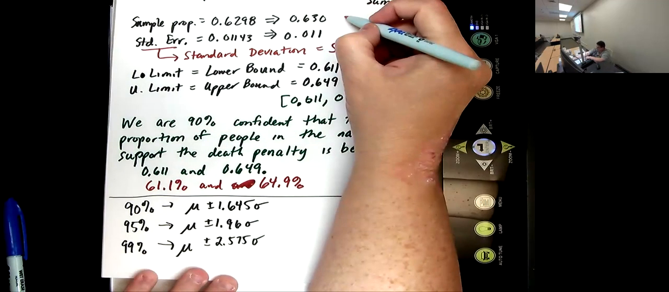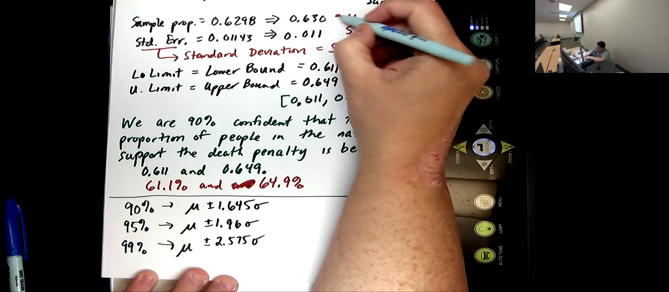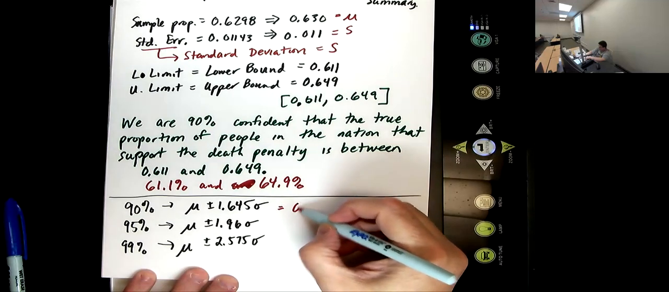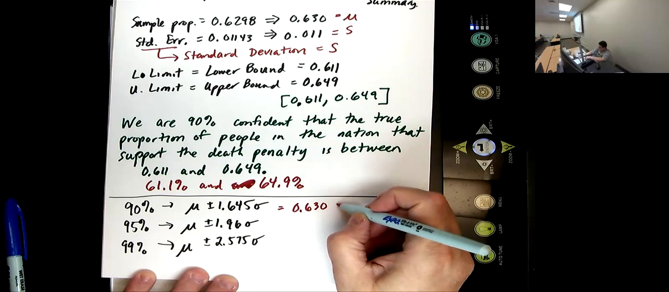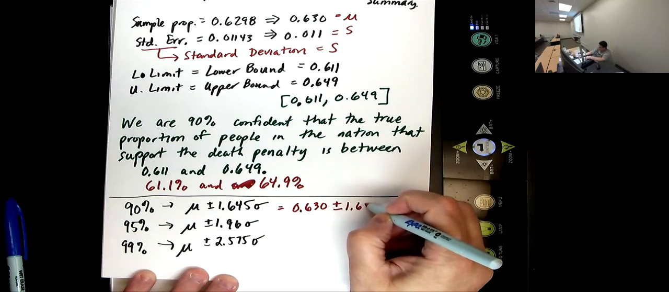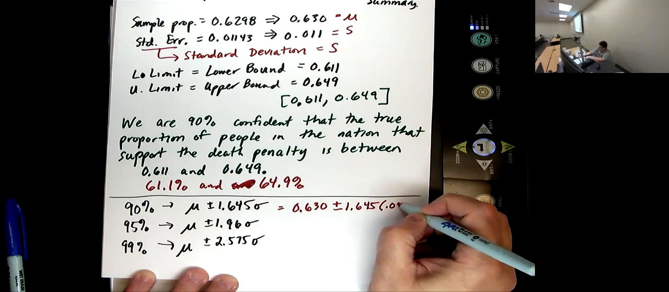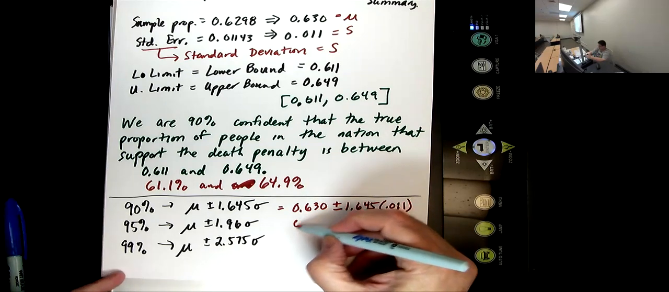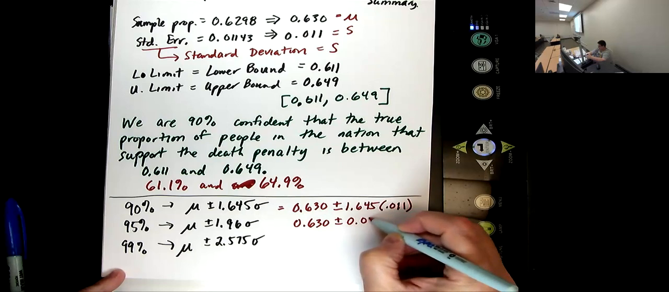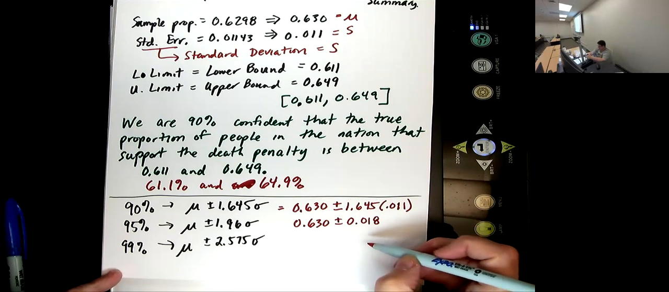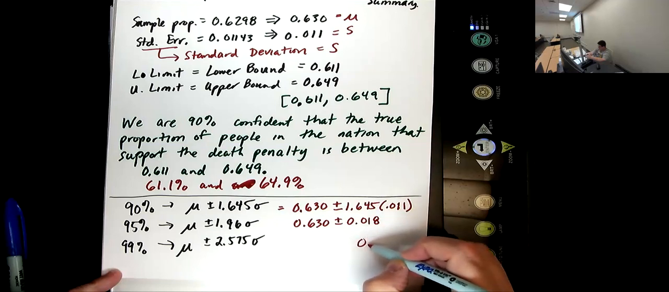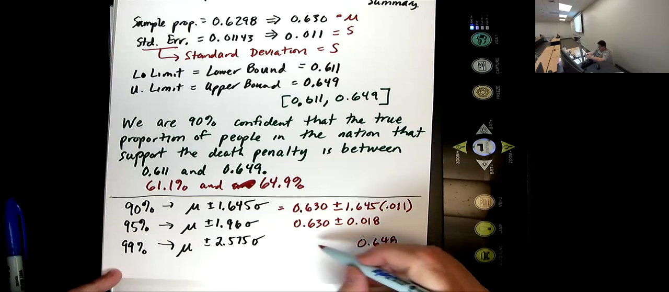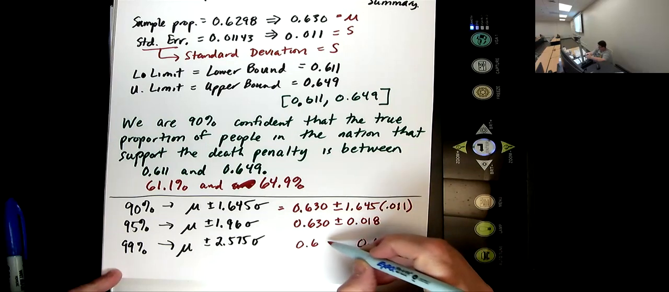And this was our mean, and this was our standard deviation right here. So we would have 0.630 plus or minus 1.645 times that 0.011. Let's see what we get. So this is plus or minus 0.018. If I add it, I get 0.648. And if I subtract it, I get 0.612.